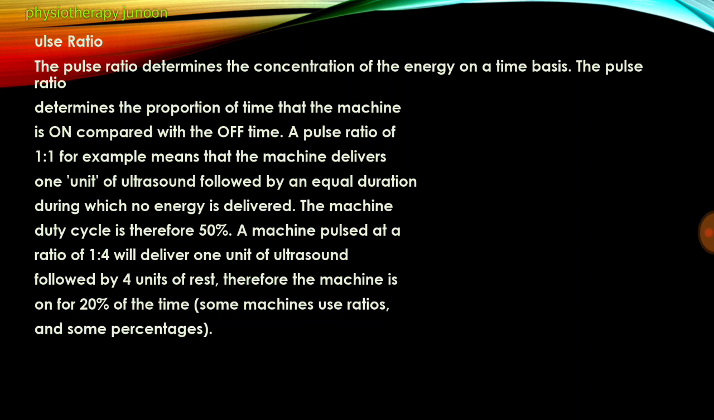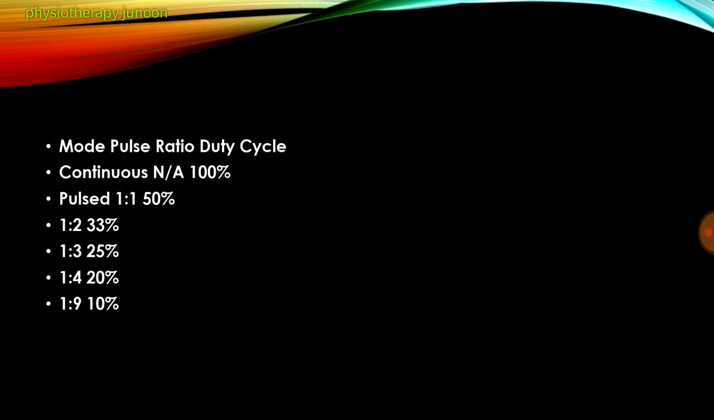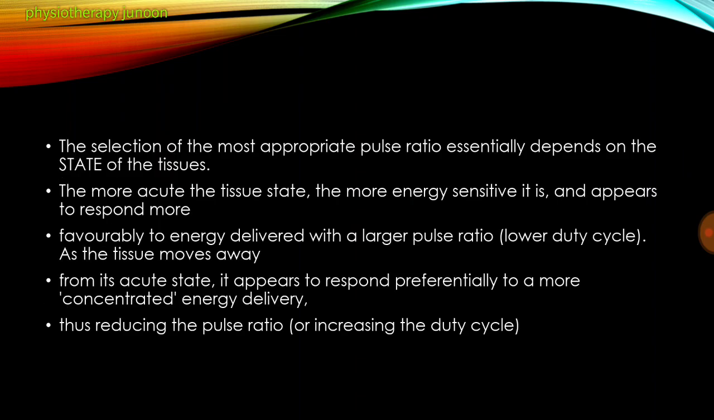A machine pulsed at a ratio of 1:4, then what happens? The duty cycle of the machine is 20%, because the machine delivers 1 unit to your patient, but for 4 units you give rest. Mode of pulse ratio and duty cycle: in continuous mode it is 100%, pulse ratio 1:1 is 50%, 1:2 is 33%, 1:3 is 25%, 1:4 is 20%, and 1:9 is 10%.